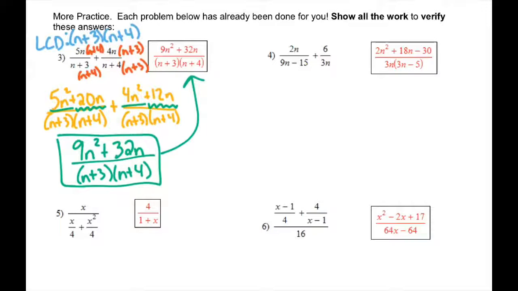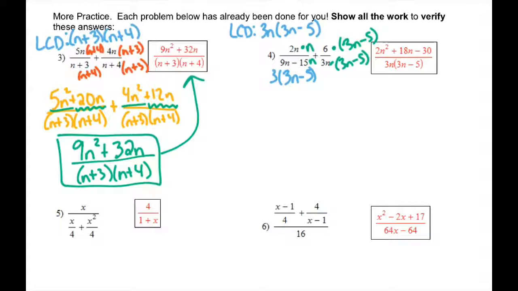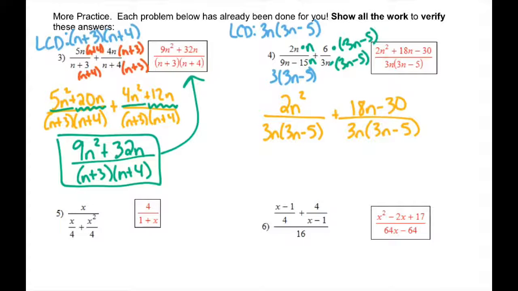Let's try number 4 now. So you can pause it for a second, find your least common denominator. So in this one we actually have to factor the bottom left denominator, and we can see that the 3 is already a common factor, but the n and the 3n minus 5 are not. Then we multiply by the missing piece. Combine our numerators, and that's our problem.